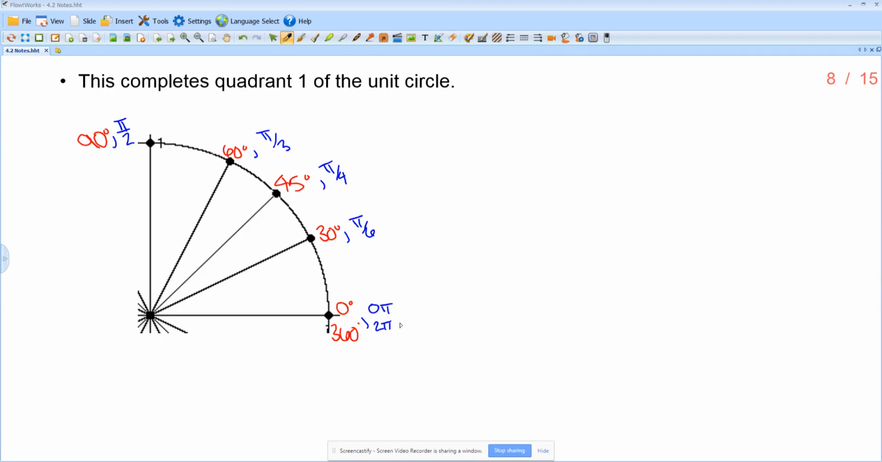Next, in pink, I'm going to list what these coordinates were again. So this was 1, 0. This was root 3 over 2, 1/2. This was root 2 over 2, root 2 over 2. This was 1/2, root 3 over 2. And this was 0, 1.